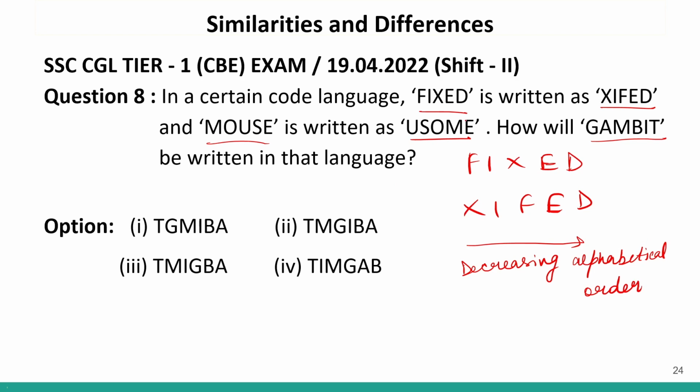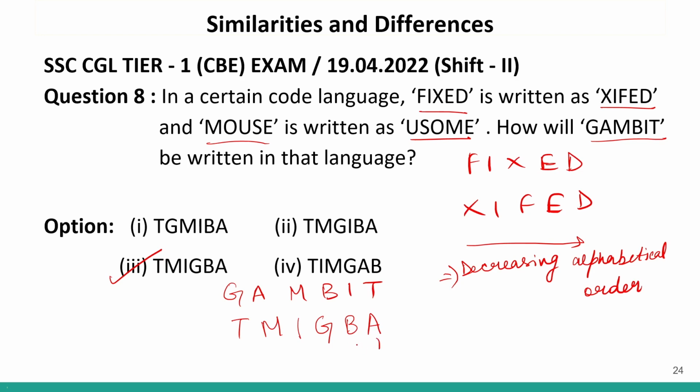Similarly for mouse, E, then M, then O, then S, and then U. So to find the answer for gambit, we would have to write it in decreasing alphabetical order like this. So first I'll get T, then I'll get I, then I'll get M, then I'll get G, and then I'll get B, and then I'll get A, right? TMIGBA, sorry. So my answer will be option number 3, TMIGBA.